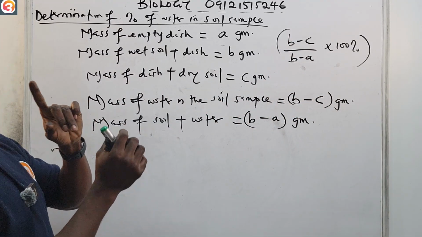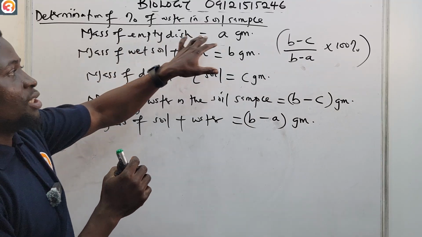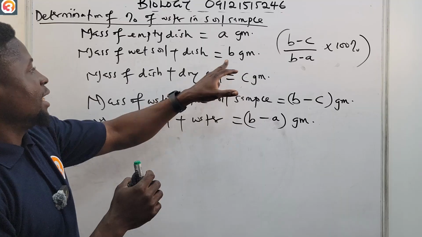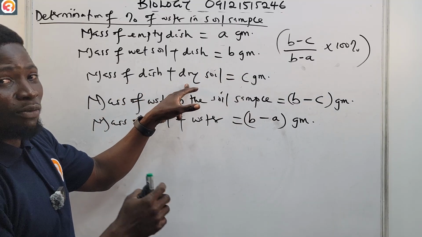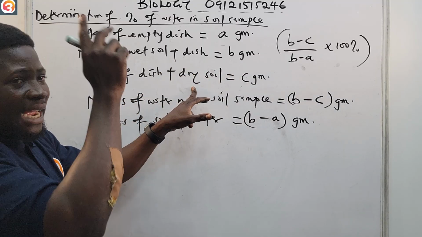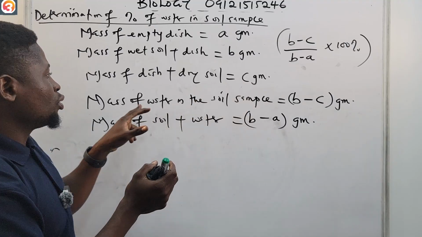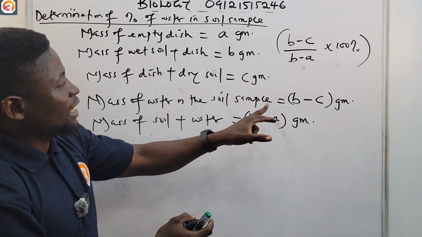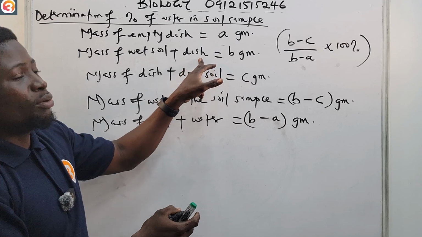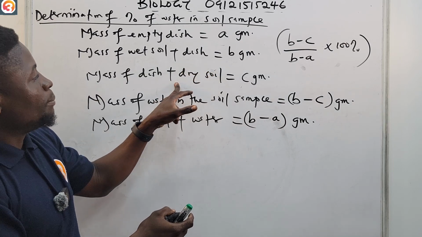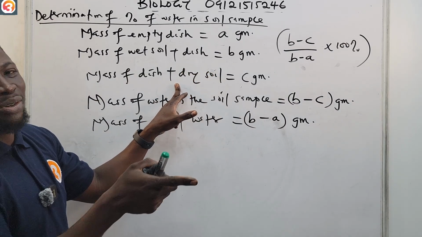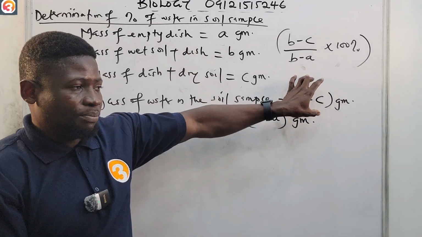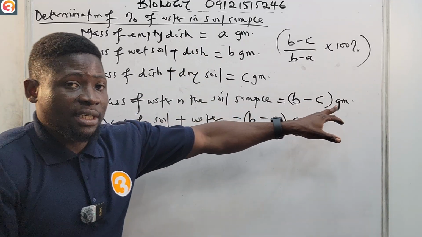Let me go over it one more time. We have the mass of the empty dish as A, and the mass of wet soil plus dish as B. The mass of dish plus dry soil, after we have heated it and the water has left, is C. So to get the mass of water in the soil sample, all we need to do is subtract the mass of dish plus dry soil from the mass of wet soil plus dish. That difference will give us our grams: B minus C grams.